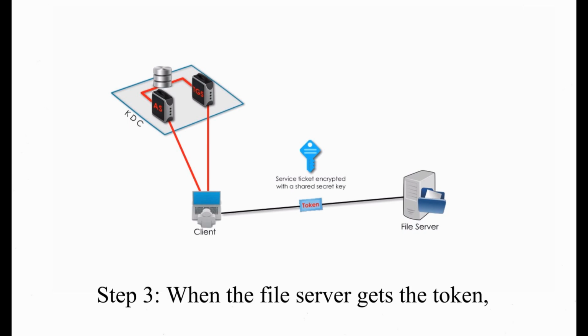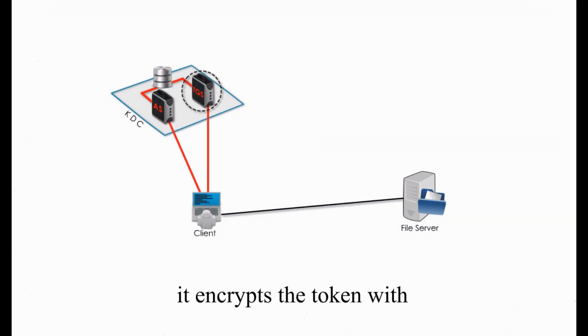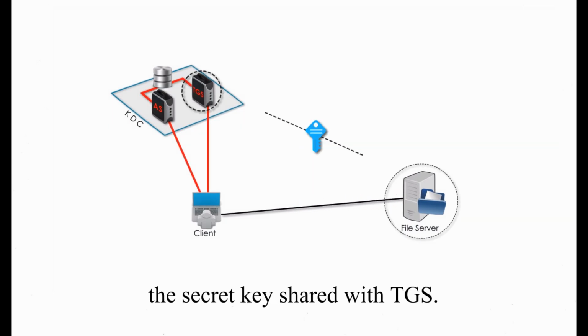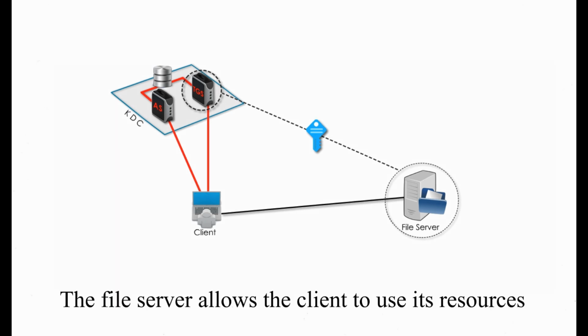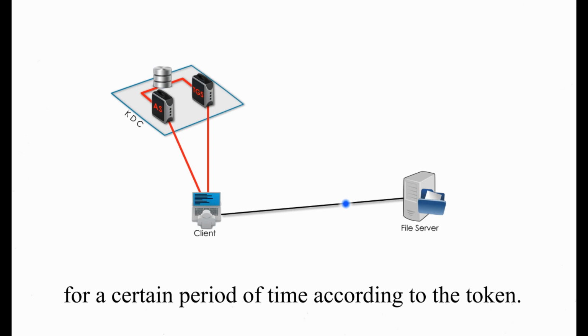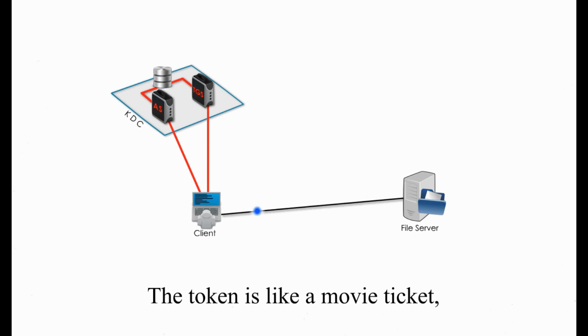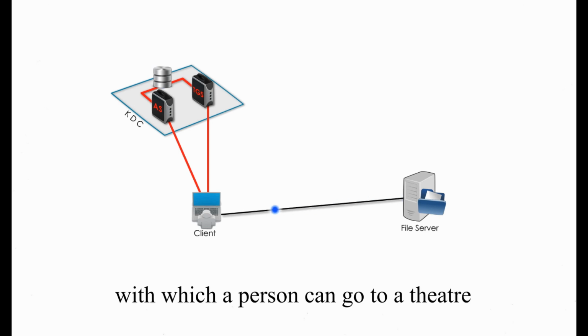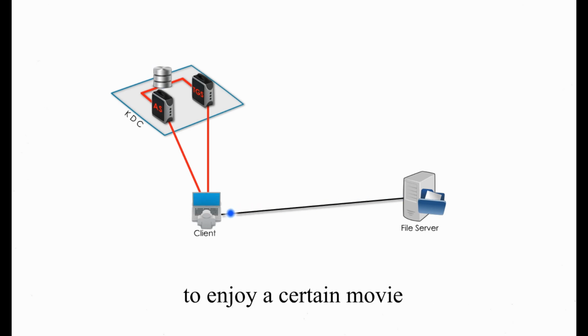Last step. When the file server gets the token, it decrypts the token with the secret key shared with the TGS. The file server then allows the client to use its resources for a certain period of time according to the token. The token is like a movie ticket with which a person can go to a theater to enjoy a certain movie at a certain time on a certain day.